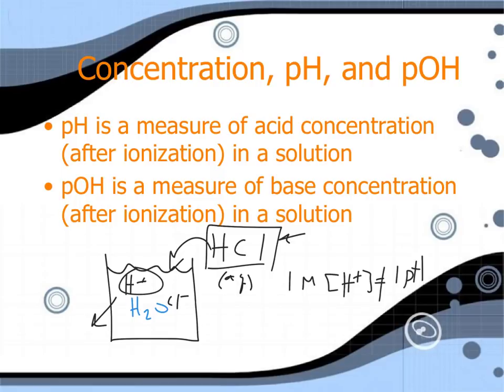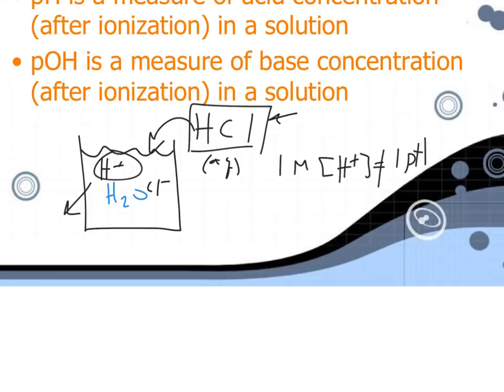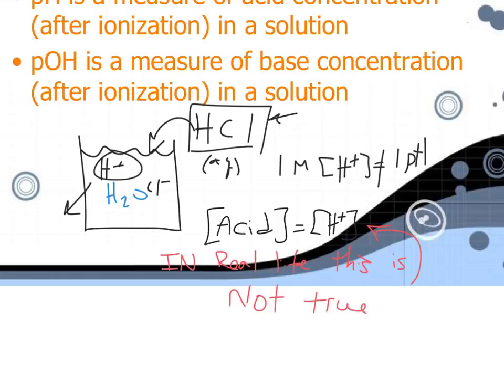Now, one important thing we need to talk about is that in this class, we're going to assume that all of our acids are strong. And if you know the concentration of a strong acid, you know the concentration of the H plus. Now, that's not always the case. In real life situations, that's not true. In real life, the acid concentration isn't always directly related to the H plus concentration, but it is true for strong acids, and those are the ones that we're going to use in our class.